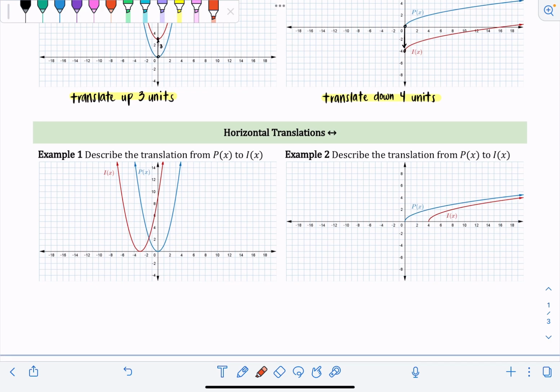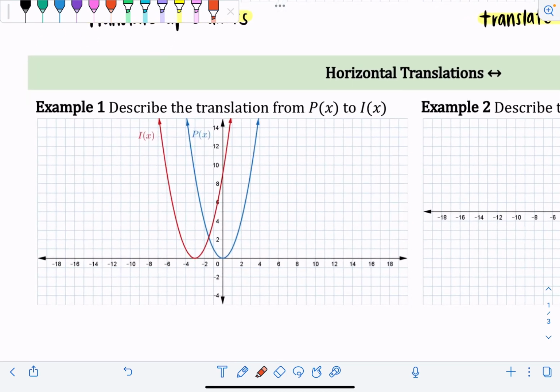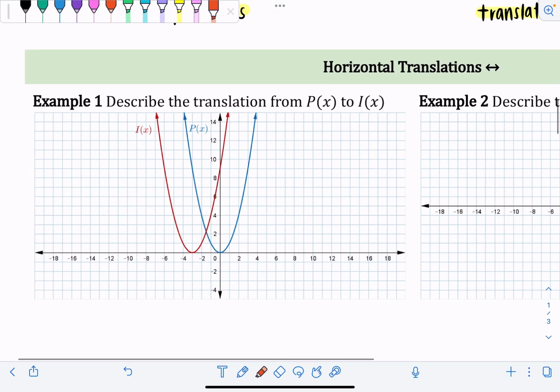Okay, for the next section, it's horizontal translations, which horizontal just means moving it left or right. So we're going to do the same thing here, describe the translation from p of x to I of x. So example 1. Same structure here. We're starting with p of x, which is the blue function, and we're translating to get I of x. So we have another pair of parabolas or quadratics, so we should focus in on the vertex. On p of x, the vertex is at 0, 0. And on I of x, the vertex is at negative 3, 0.